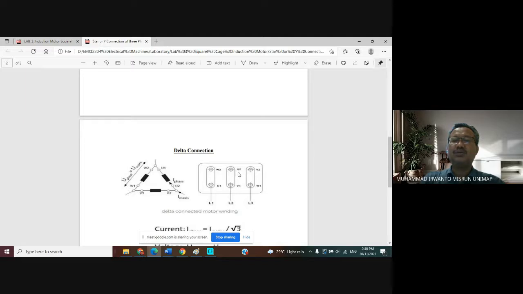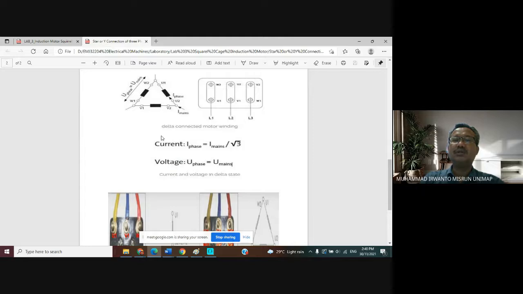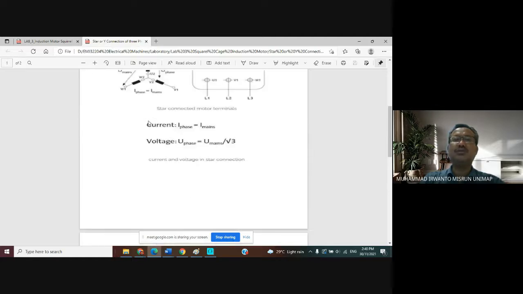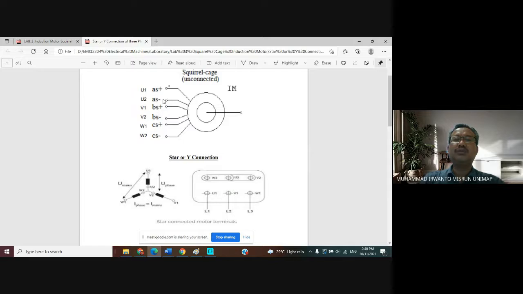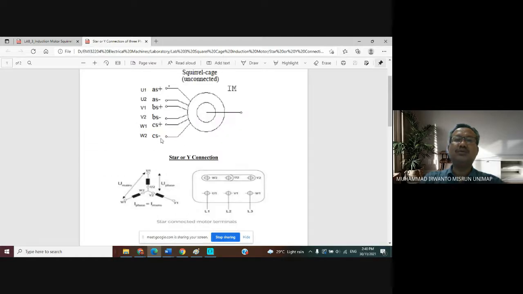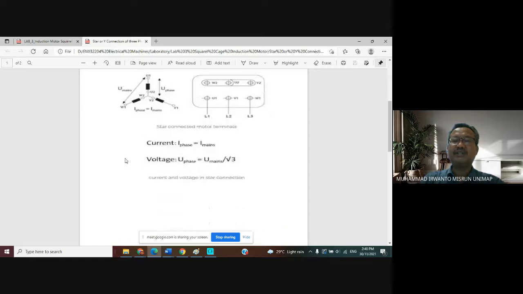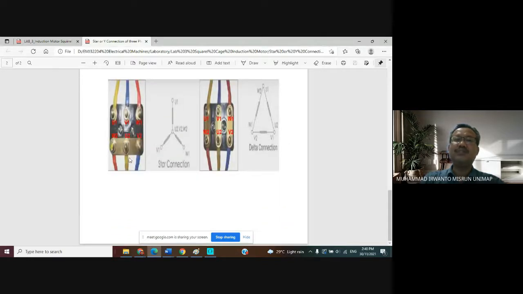V1 connects to W2. And then V1 connects to U2. V1 connects to U2. And then V1, V2. Okay, and the others can be connected to the three-phase AC source.